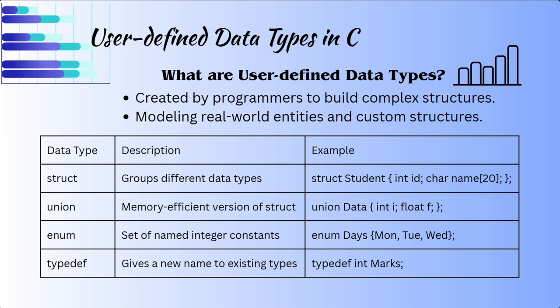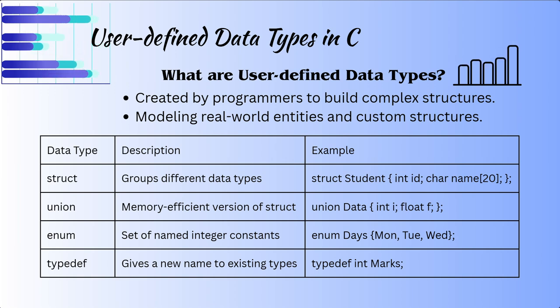So they include struct, union, enum, typedef. We did struct, union, enum just before. I'm just reading through it. Structure is a group of different data types. Union is a memory efficient version of structure. I just explained the difference right now.